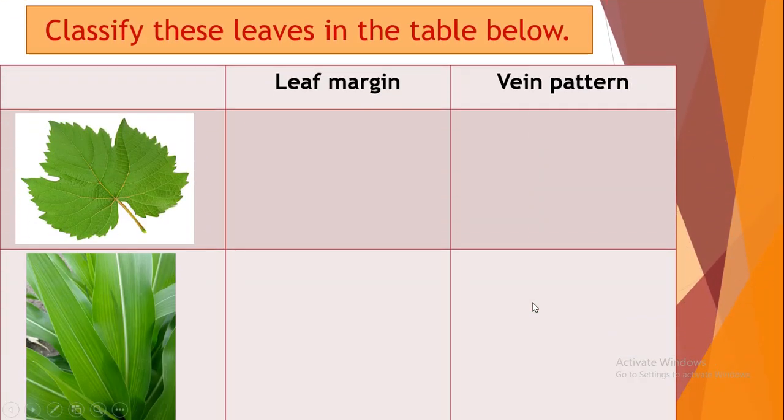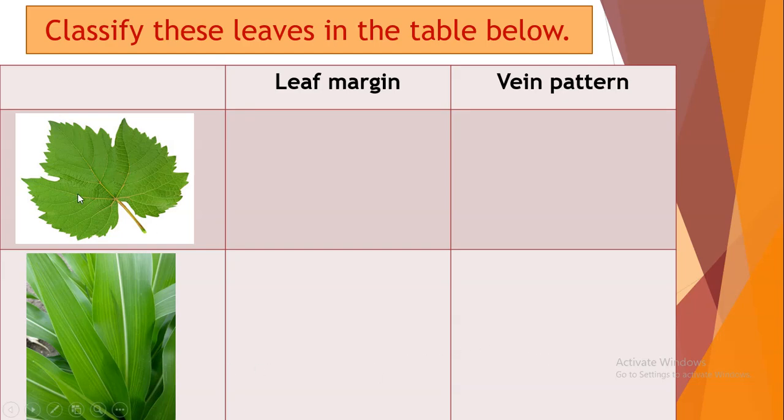I have this exercise for you. Classify these leaves in the table below. Now this is a grape leaf. As you can see, I want to know what kind of leaf margin it has, and what kind of vein pattern it has. In this picture, look at these leaves. These are corn leaves. Also, I need to write down what kind of leaf margin it has, and what kind of vein pattern it has.